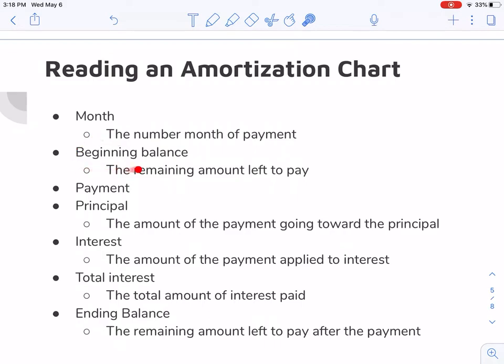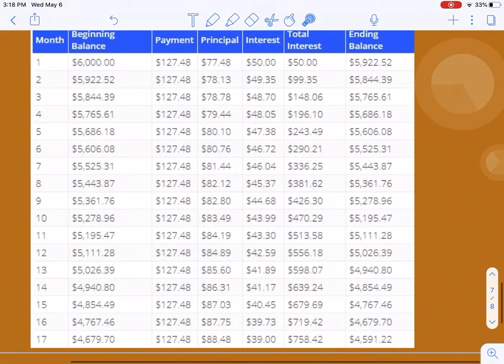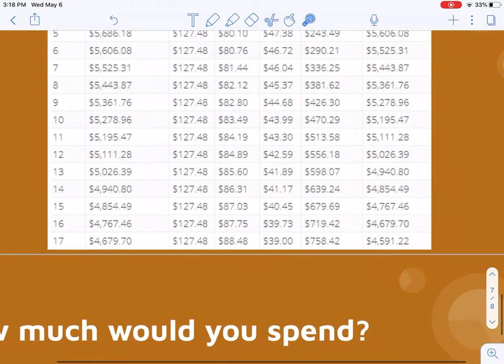It talks about the beginning balance, and that's how much you have left to pay. It shows you your payment, the principal, how much of it's actually going toward what was borrowed, the interest, how much is actually going toward your interest, the total interest, so this is like a rolling amount of how much you've paid overall in interest, and the end balance, the remaining amount left to pay after the payment. So let's take a look down here at this chart, and it will make a little bit more sense.